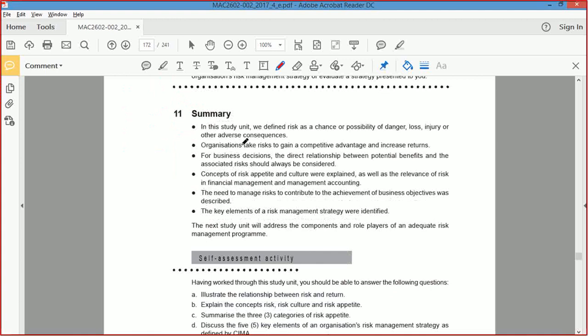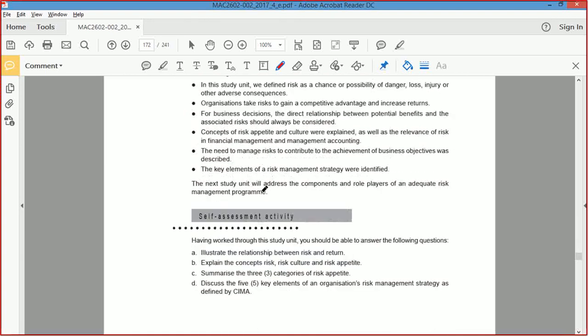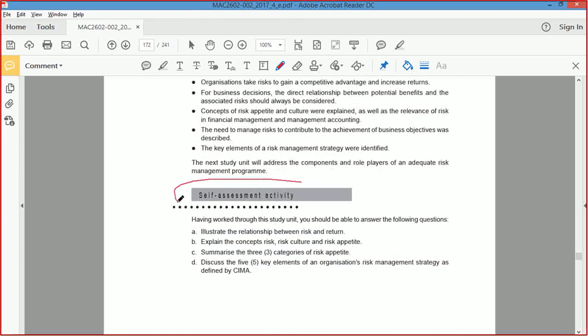And then there's a summary here in terms of risk. Just remember, risk is not good or bad. Risk is actually both. It's just looking at this. In the self-assessment activity, they talk about the relationship between risk and return. Let's quickly run through these just to end off. What is the relationship between risk and return?